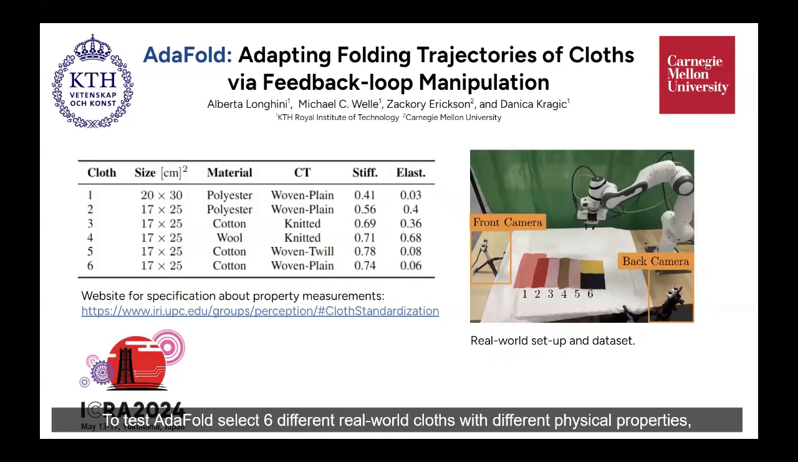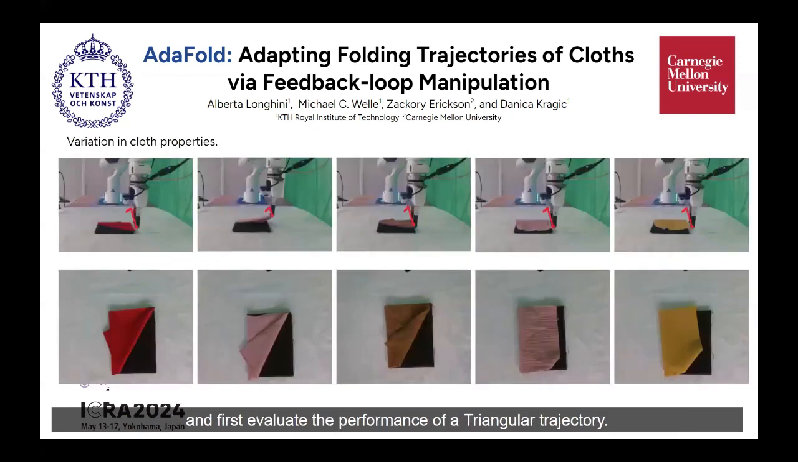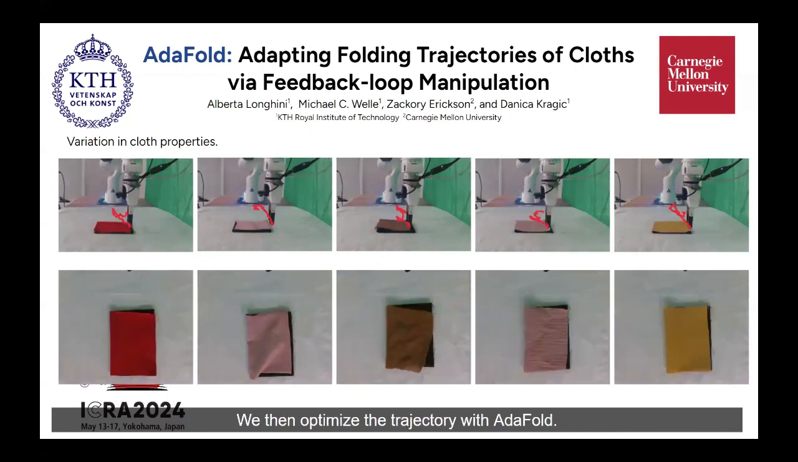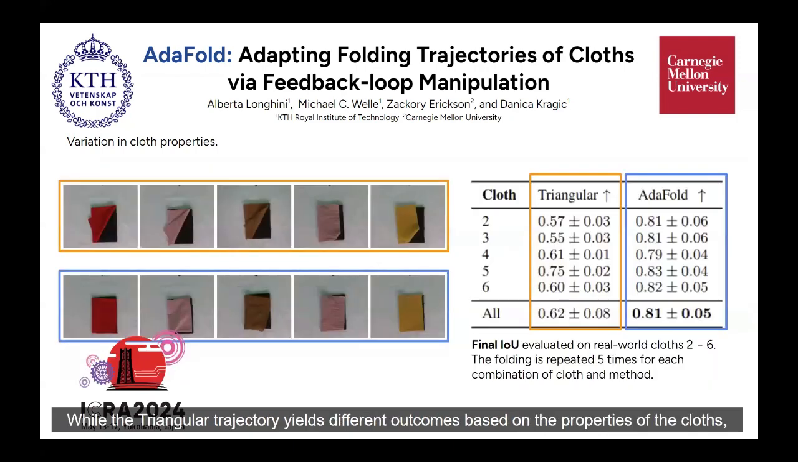To test AdaFold, we select 6 different real-world cloths with different physical properties. And first, evaluate the performance of a triangular trajectory. We then optimize the trajectory with AdaFold. While the triangular trajectory yields different outcomes based on the properties of the cloth, AdaFold successfully optimizes the folding trajectory for all the samples.